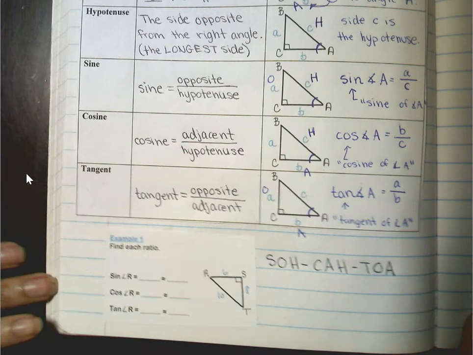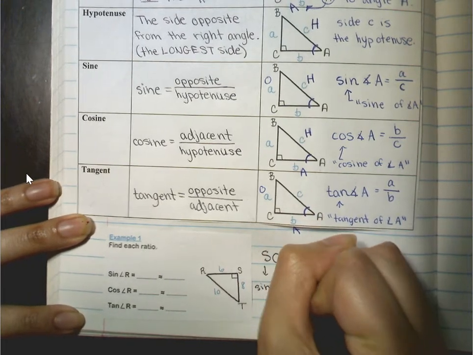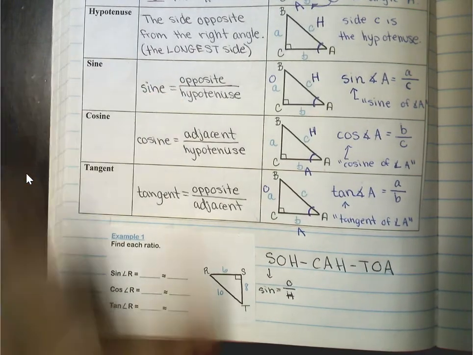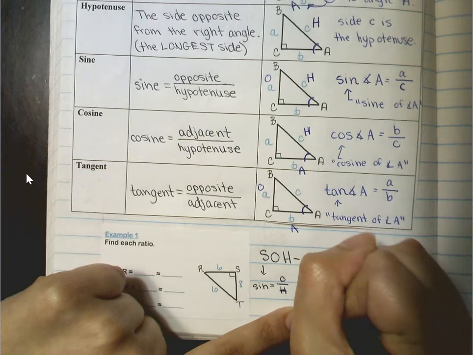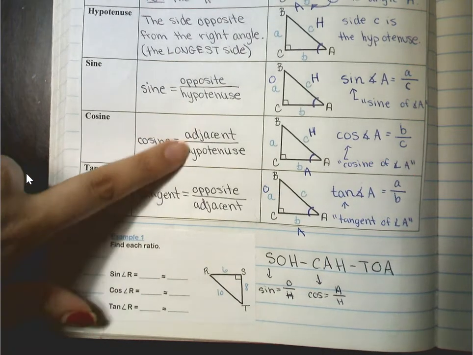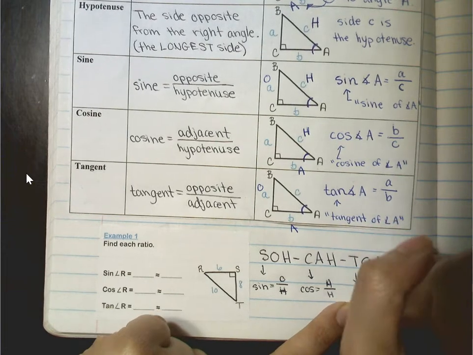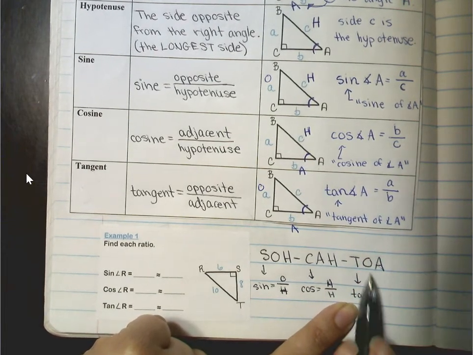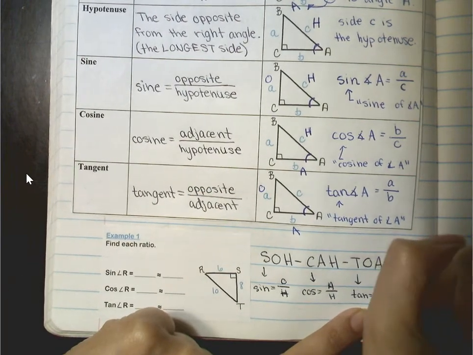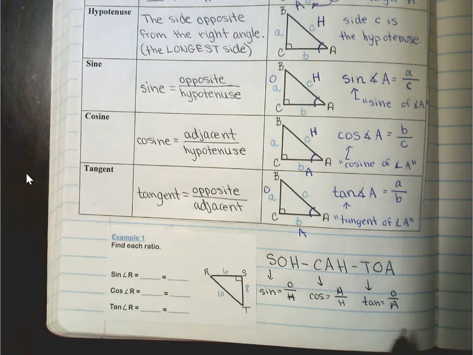The S stands for sine, and it is opposite over hypotenuse. Remember, that's the formula, opposite over hypotenuse. The C stands for cosine, and that's adjacent over hypotenuse. It's the formula, A over H. And then the last part, the T stands for tangent, and that's opposite over adjacent, which is right here, the formula. Opposite over adjacent. So it's just a way to remember what the three functions are.